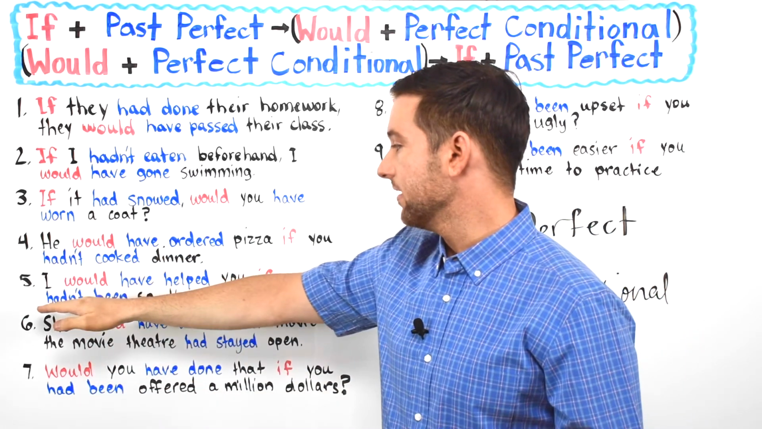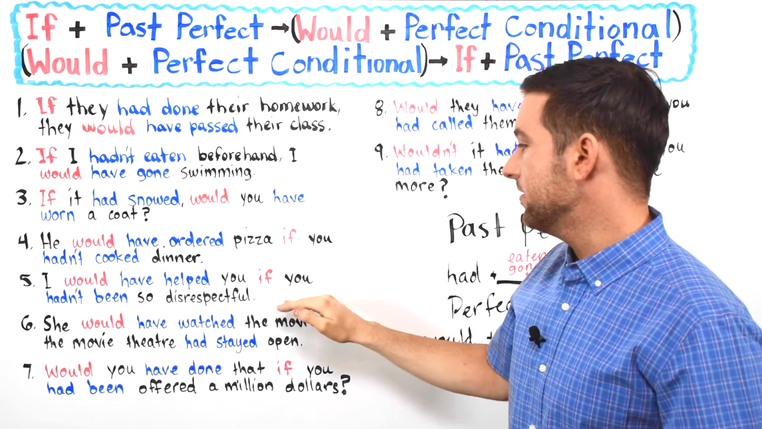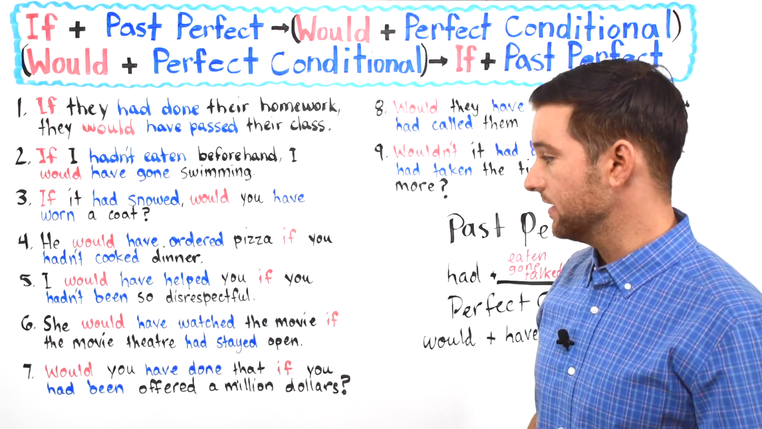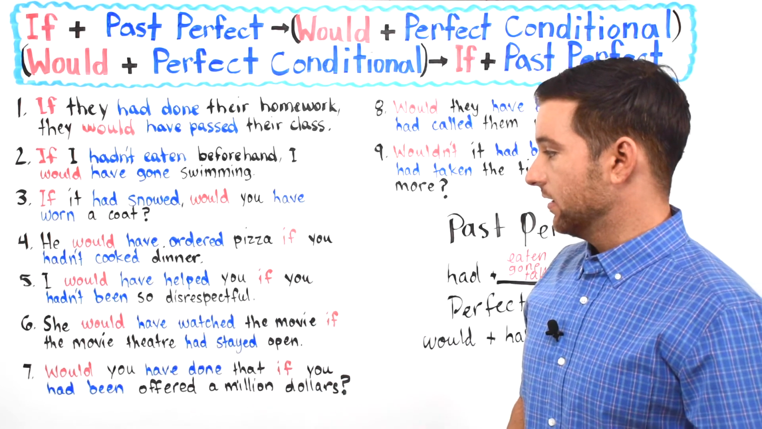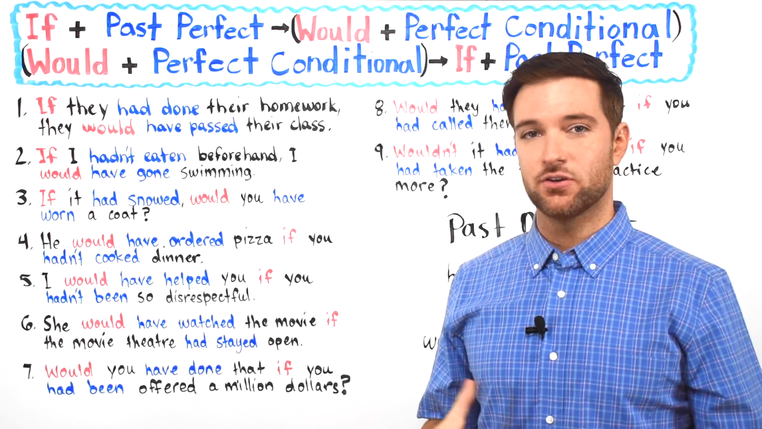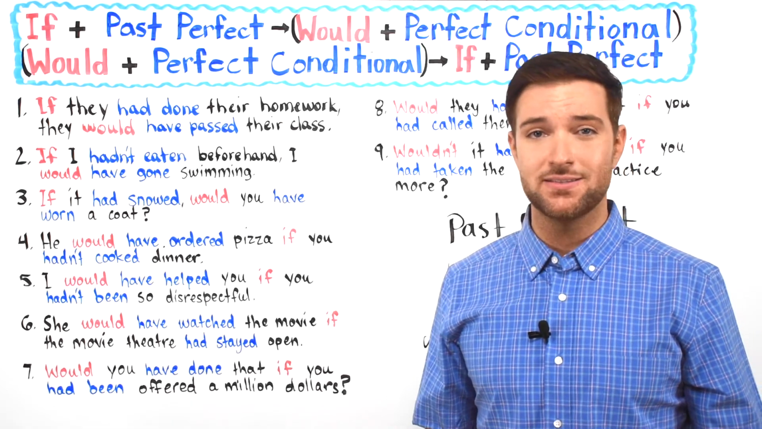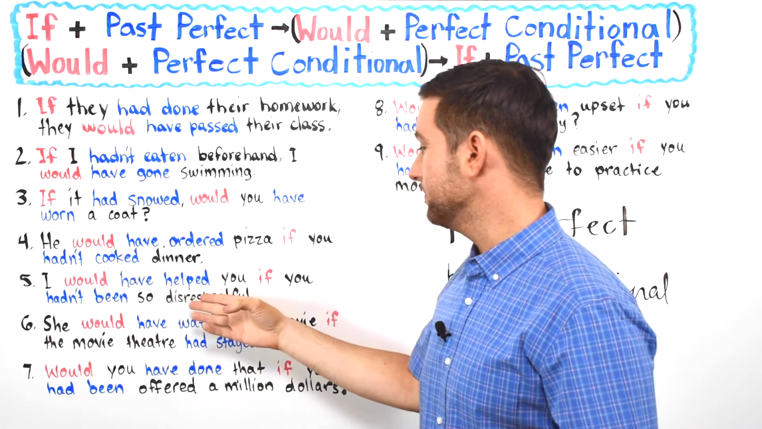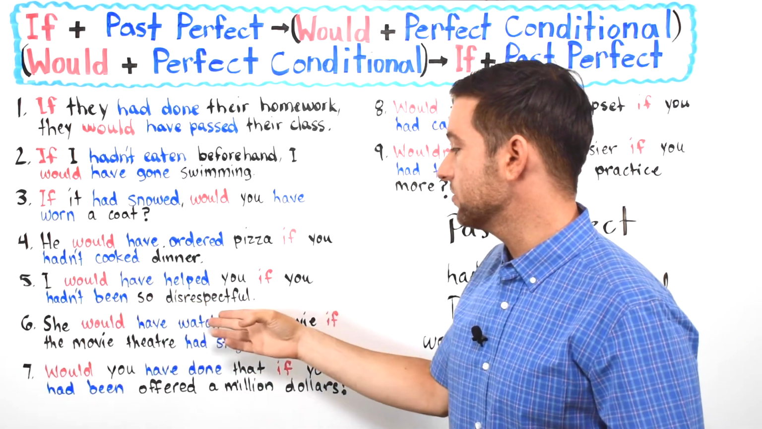Okay? And number five, I would have helped you if you hadn't been so disrespectful. Disrespectful is bad manners. You know, you're a rude person, you're not kind, you don't say please and thank you, you are disrespectful in this case. I would have helped you if you hadn't been so disrespectful.